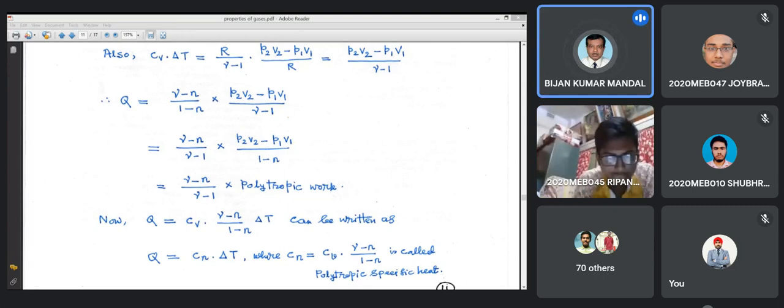What value of n can you think? Previously you thought n is equal to gamma. So let's see what you can think other than gamma. We are saying that P v to the power n is equal to constant, where n is called the polytropic index. We have seen that when n is equal to gamma, it becomes a reversible adiabatic process. So what other value can we think about? One. Okay, what does it mean then? Tell the consequences.